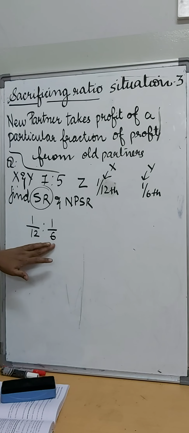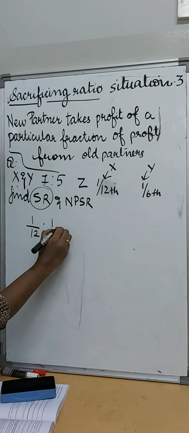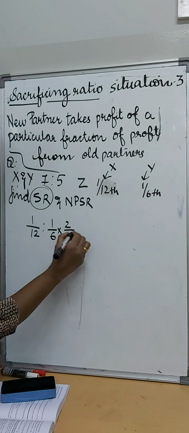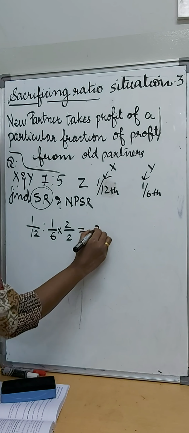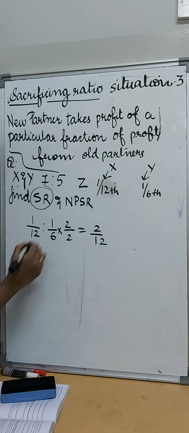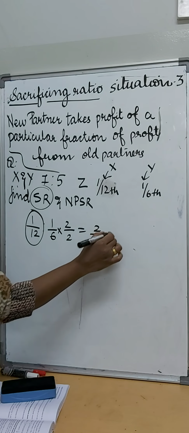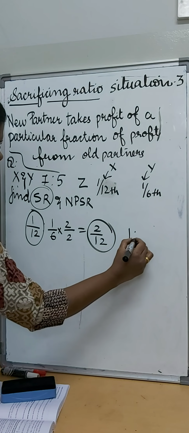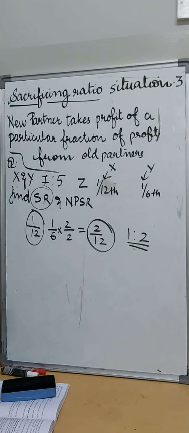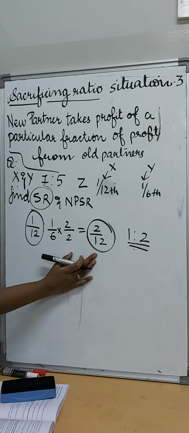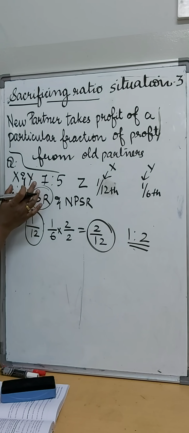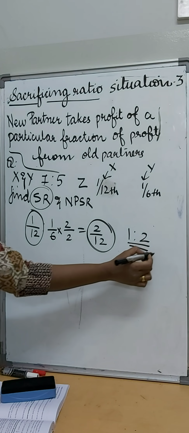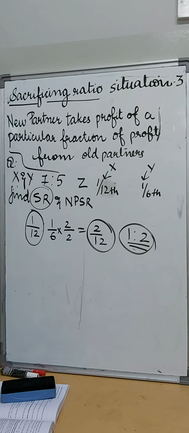Now I am going to convert this to the same denominator. I am multiplying 1/6 by 2/2, so that is 2/12. So the sacrifice made by X and Y is 1/12 and 2/12. The sacrificing ratio between X and Y is 1:2. Clear? Now we are asked to find the new profit sharing ratio also.